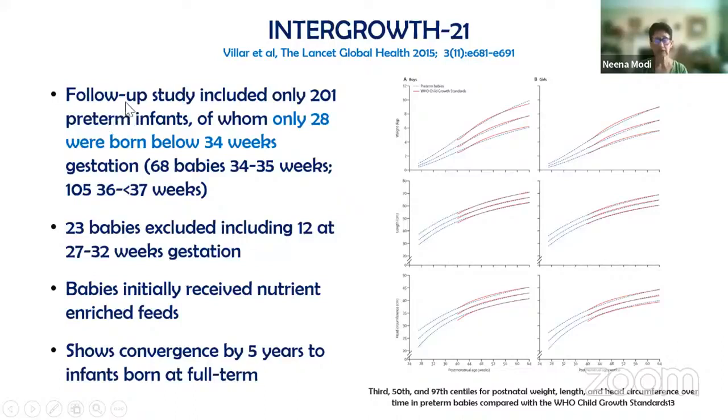This has very little relevance for us as neonatologists because the follow-up study included only 201 preterm infants, and of these, only 28 babies were born below 34 weeks gestation. So I'm afraid the Intergrowth study does not have relevance for us as neonatologists looking after babies born below 34 weeks gestation. But one of the interesting things about the Intergrowth study is that it did show convergence by 5 years to infants born at full term, regardless of the status of these babies.